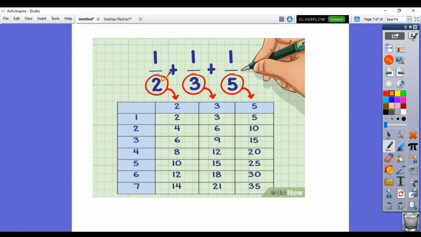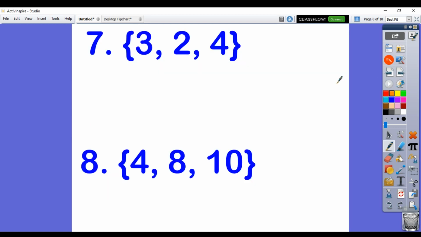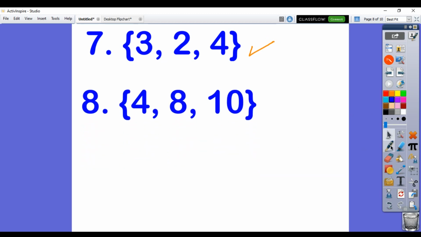These are the denominators 2, 3, 5. So you have to list down the multiples and look for the smallest number in order for you to find the least common multiple. Okay, so one more here, 3, 2, 4. Yeah, we did that already. So let's go with 4, 8, 10.